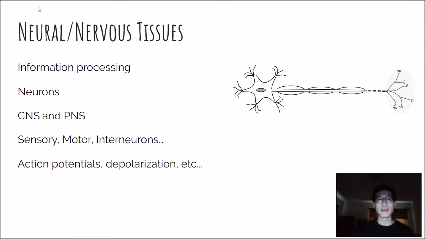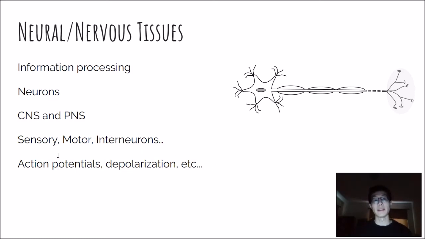Next, we'll briefly mention our neural or nervous tissues. So we're talking about information processing again, and oftentimes we are discussing things such as neurons, which are obviously very critical for the central and peripheral nervous system. So we have our friend the neuron over here. And then, of course, there are different types of neurons. So we have sensory neurons, and then we have motor neurons, and then we also have interneurons that kind of innervate between sensory and motor neurons.